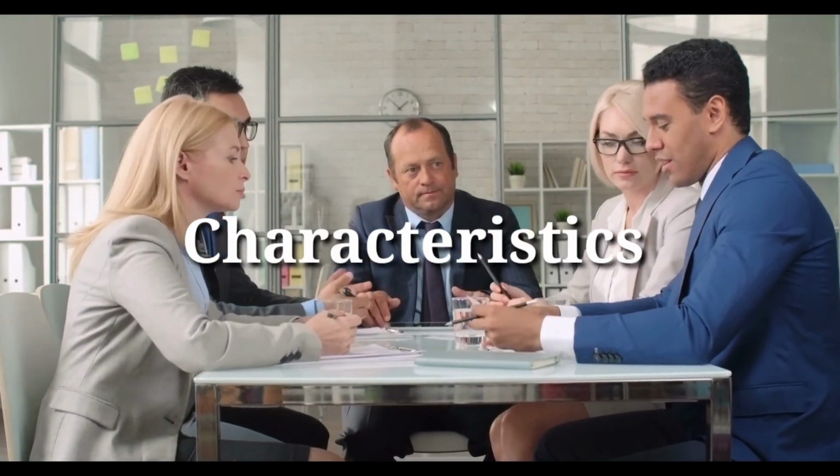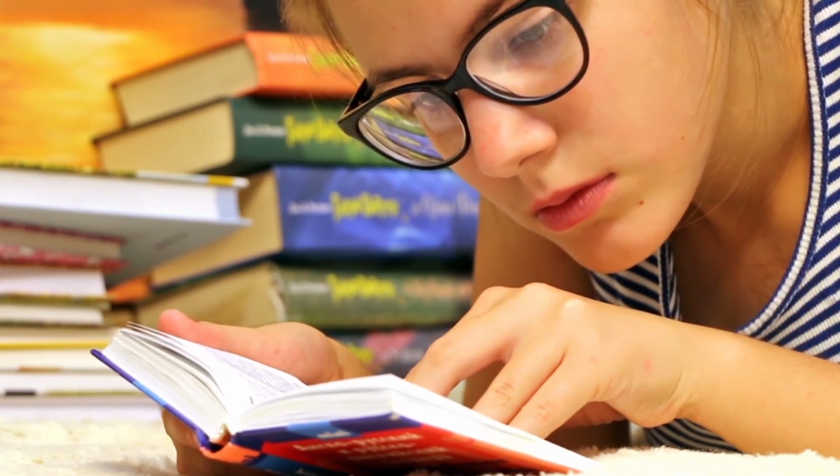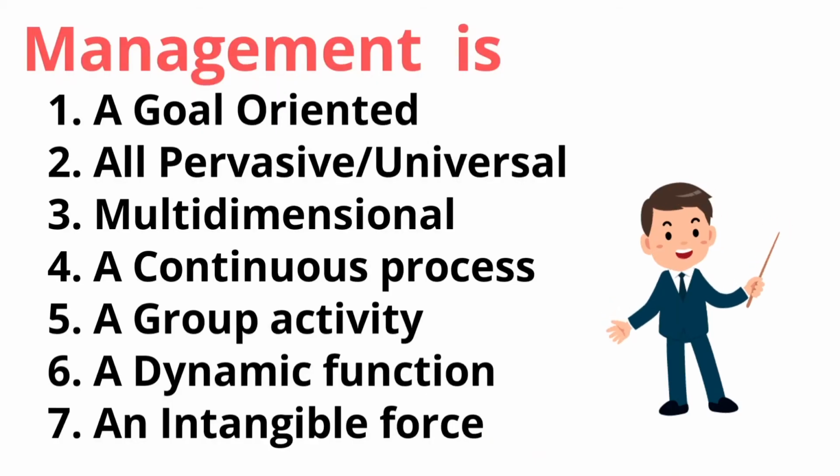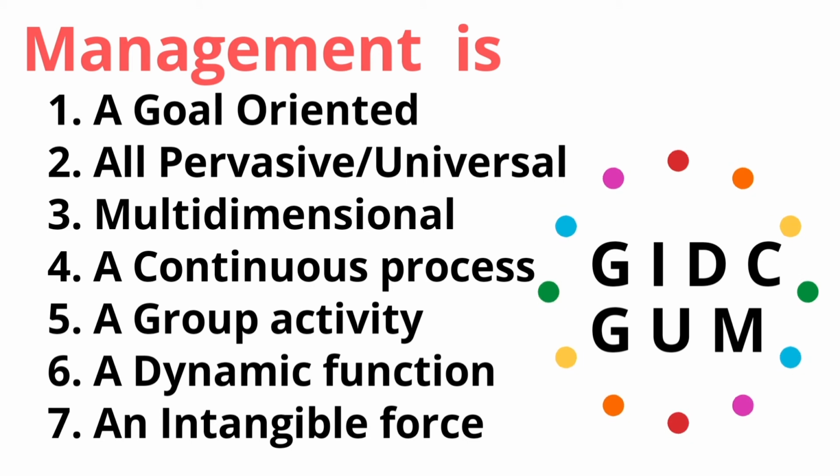So let's repeat all the features and also learn how to remember all the points. First is management is a goal oriented process, it is all pervasive, it is multidimensional, it is a continuous process, it is a group activity, it is a dynamic function, and the last one is it is an intangible force. So these are 7 points and you can easily remember all these 7 points with a single word, GIDC gum. All right, GIDC gum.